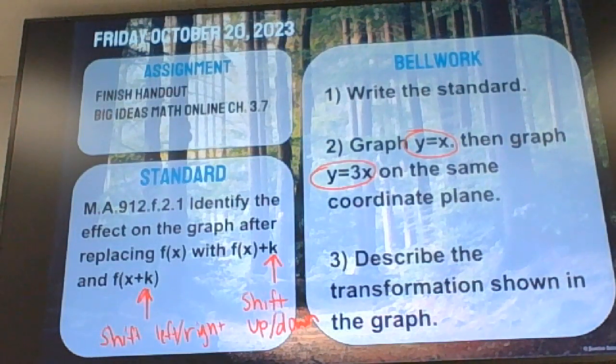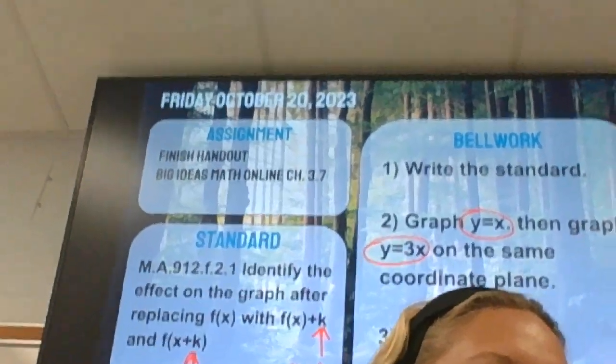I'll do it in green. Start at 0, 0. Count up 3 over 1. And I'm going to follow the pattern the other way, which I know is more challenging. There it is, at 0, 0.